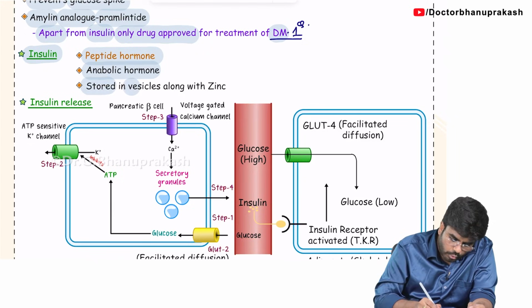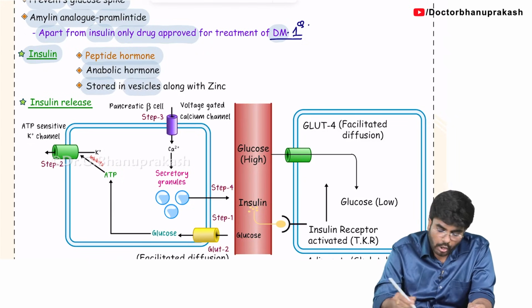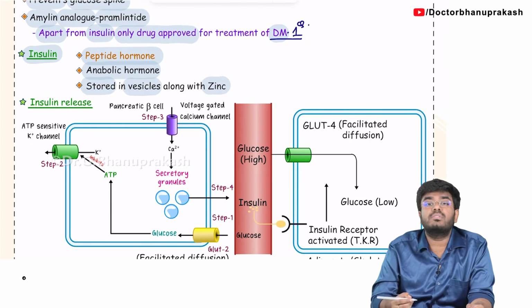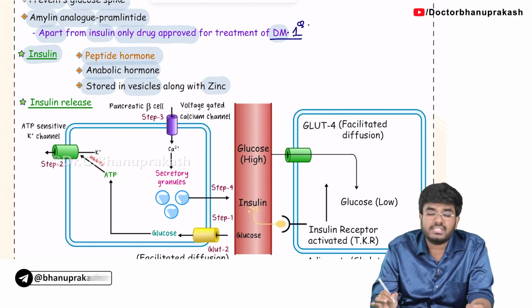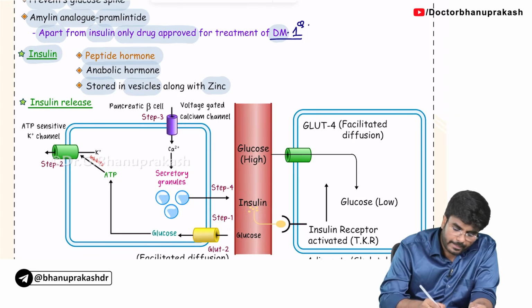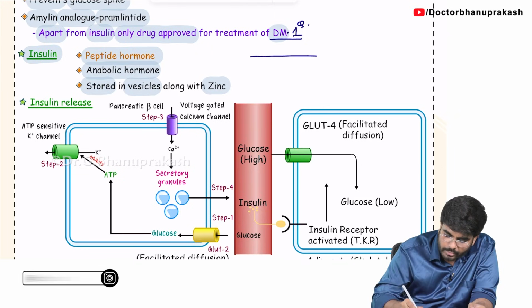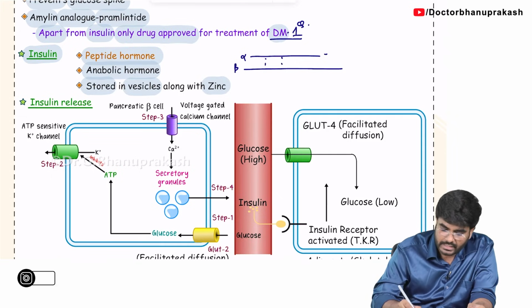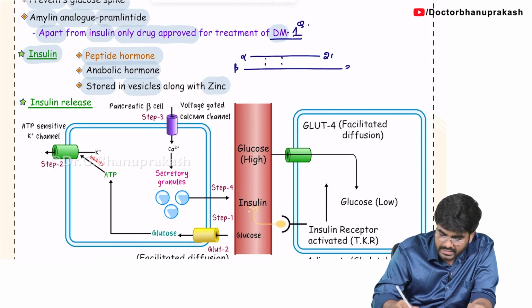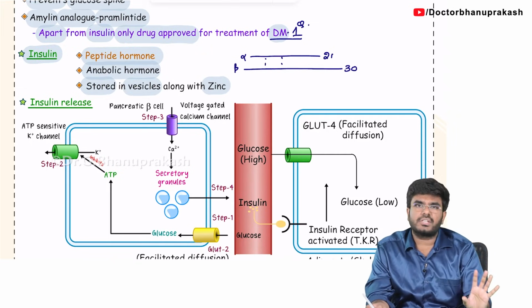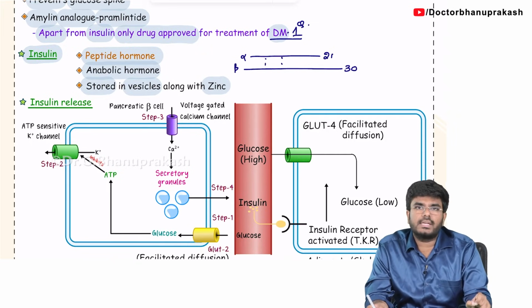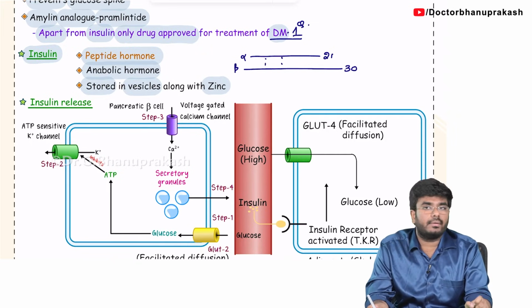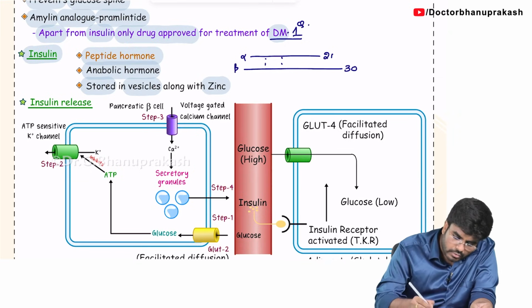Next, where is this insulin stored? Insulin is stored in vesicles along with zinc ions, because zinc gives stability to the structure of insulin. I hope you have already studied this in your biochemistry. Insulin has an alpha chain and a beta chain, and in between them there are disulfide bonds. The alpha chain is made up of 21 amino acids, the beta chain of 30 amino acids. So the zinc ions will give stability to the structure of insulin. Remember it.